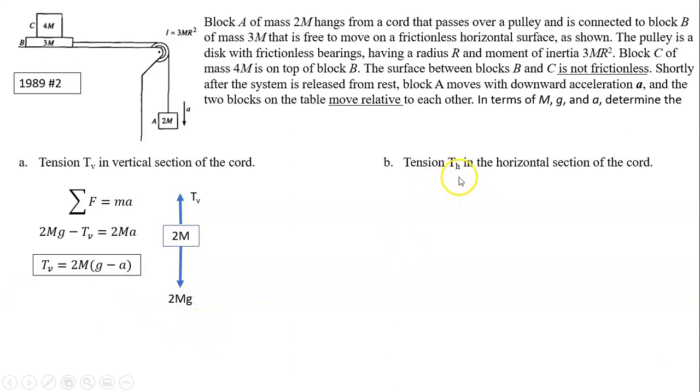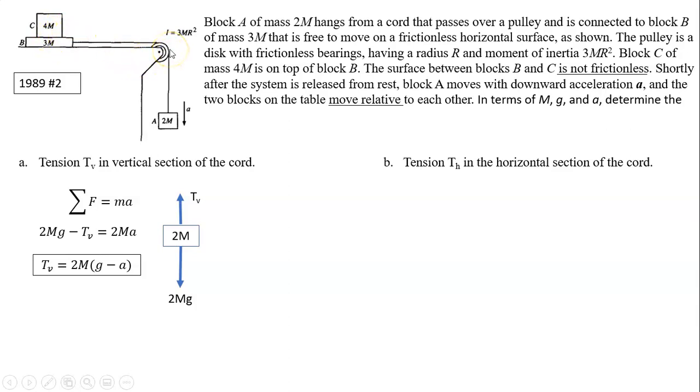Part B, what is the horizontal tension in this cord? This tension has one part connected to 3m, the other part connected to the pulley. So ideally you can use either one. Which one you use depends on what you know. Take a look at 3m. We don't really know the friction between 4m and 3m. We know they are moving relative to each other, but we don't know the friction. So there is one extra unknown.